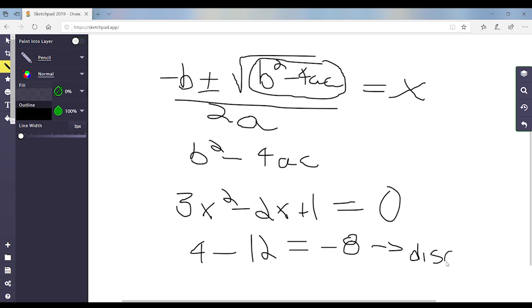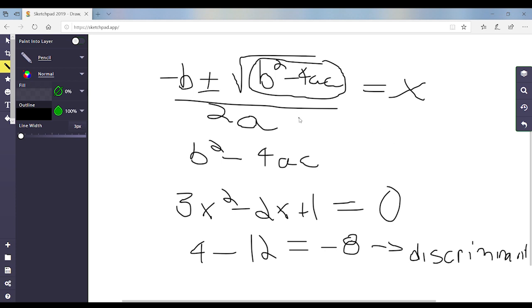Because our discriminant is negative, we're not going to have any x values that work. There aren't going to be any x values where this equation equals 0, okay? So if it's negative, we don't have any x values that make it equal 0. If it's positive, we have 2. We did that last video. We had an example where it was positive.